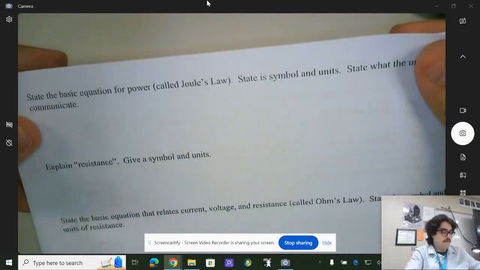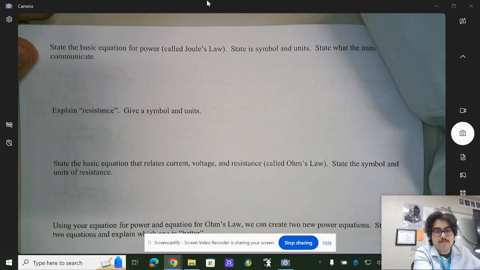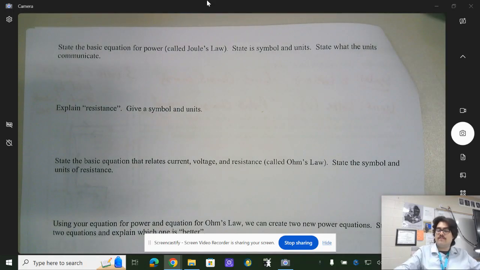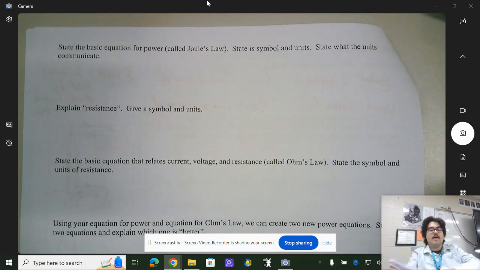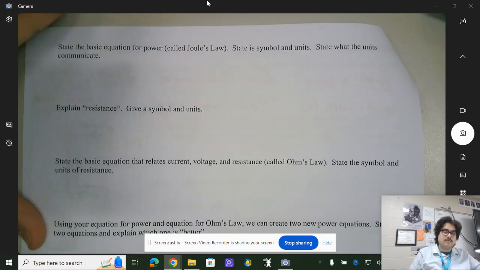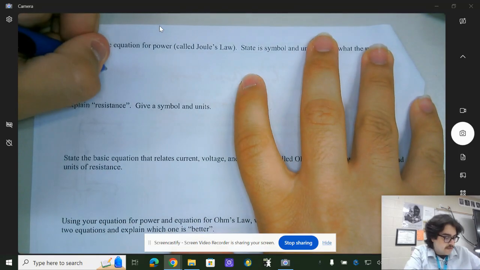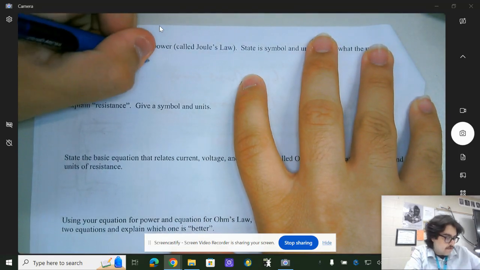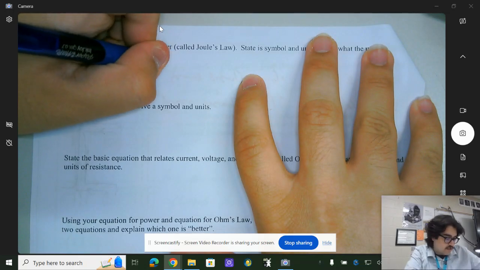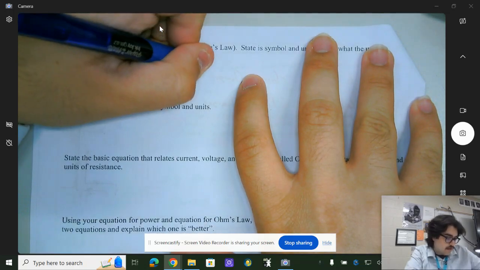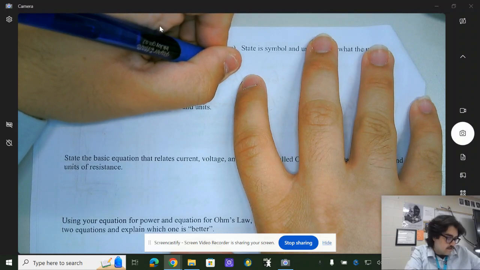On the next page, we talk about Joule's law, which is power. In physics 1, you did go over power. It was more so about energy, right? It was more so about kinetic energy, potential energy, stuff like that. There is still power in physics C. The basic equation is power equals voltage times current.